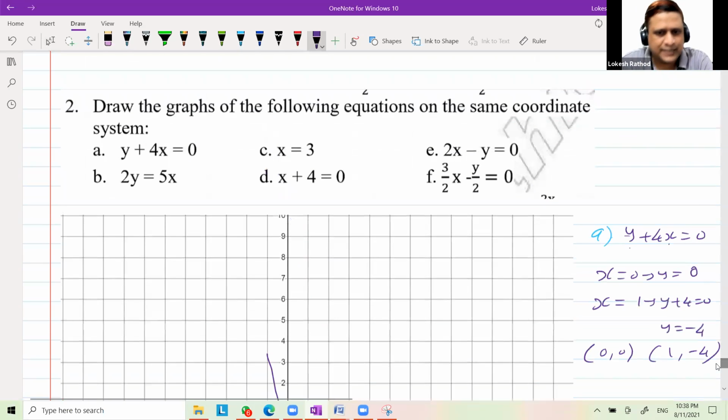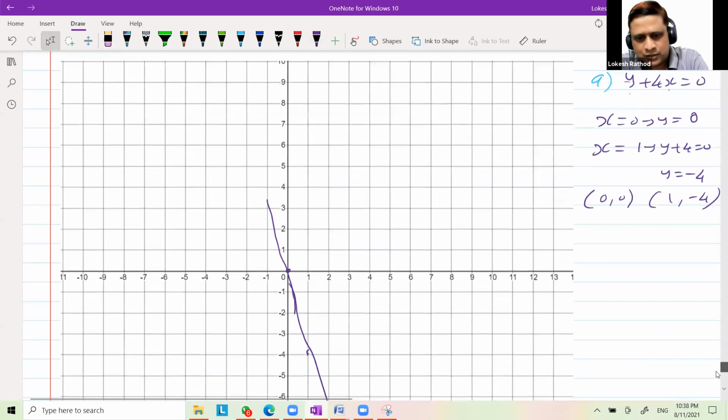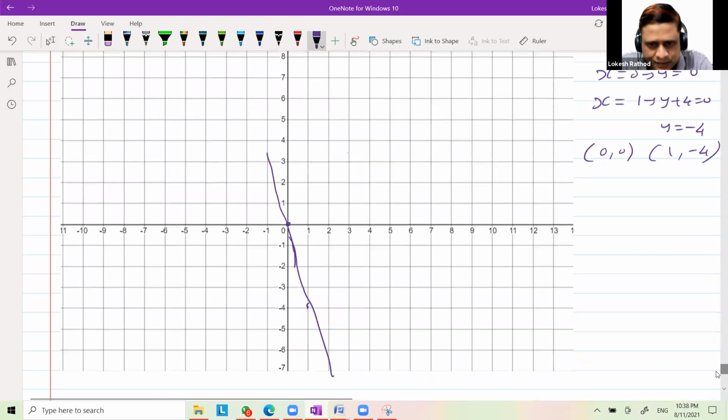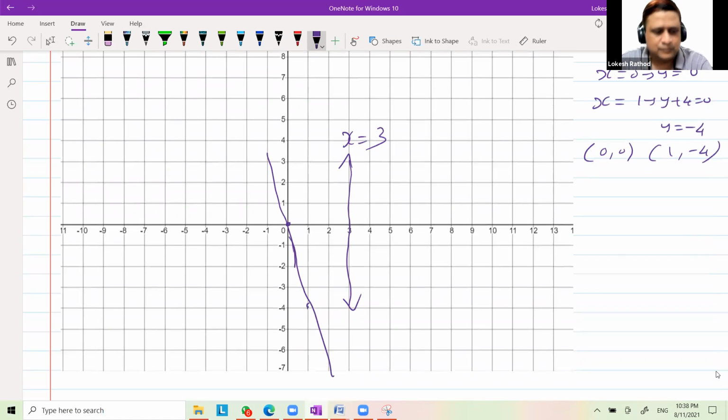Similarly, x equal to 3. X equal to 3 is what kind of line? X equal to 3 is vertical line, right? So that is passing through 3. So this is x equal to 3. It's passing through this point. This line is x equal to 3. Correct?